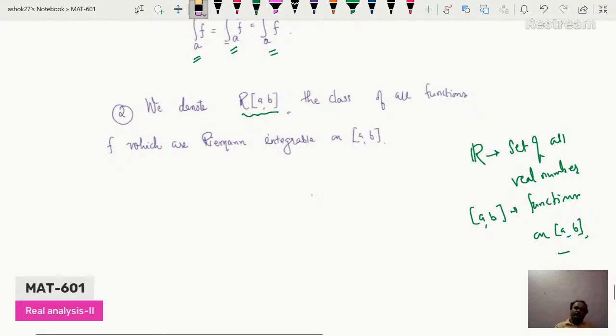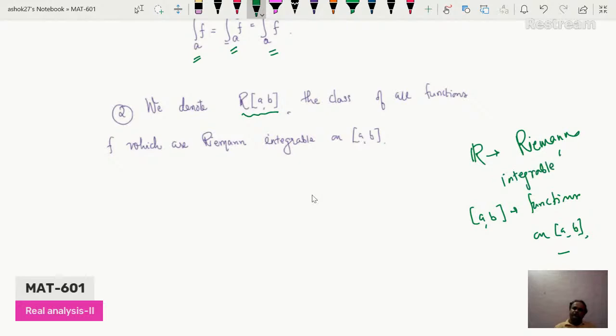Sorry, this is not correct, what I am writing here. So what is R? R stands for Riemann integrable functions, and this closed bounded interval [a,b] stands for the interval on which the functions are defined. So this is the meaning of this notation: the class of all functions which are Riemann integrable on the closed bounded interval [a,b].